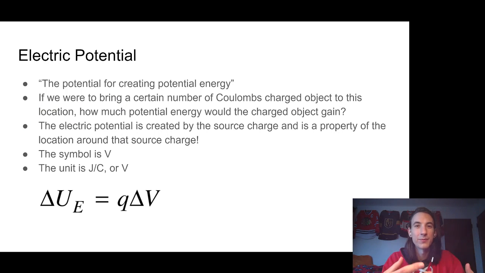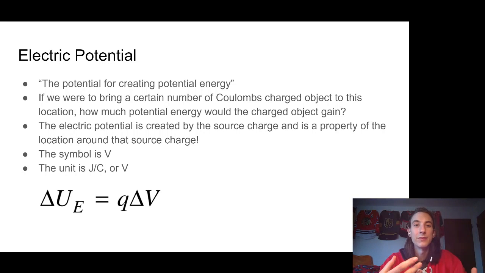So when we're thinking about electric potential, that was kind of a mathematical example, but I think it helps us visualize why we're doing this and what's going on here. A definition that I like for electric potential sounds kind of confusing at first, but the more you think about it, the better it gets. A good definition for electric potential is the potential for creating potential energy. So it's saying, if we were to move a something coulomb charge to this location, how much potential energy could it have? So the potential for creating potential energy. How much could a charge have if we moved it from one location to another?